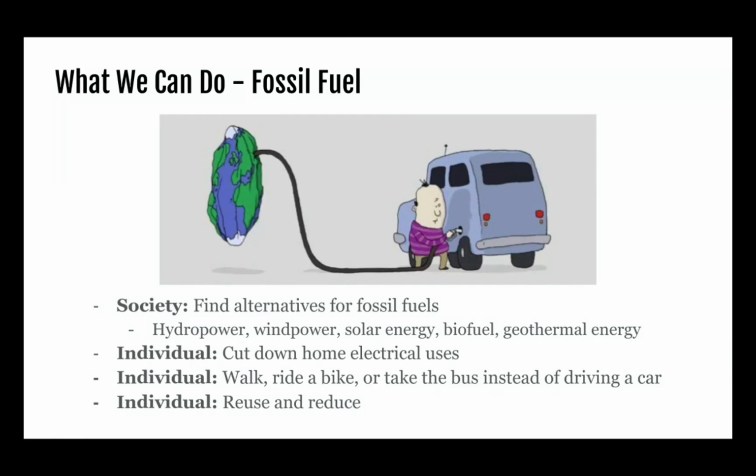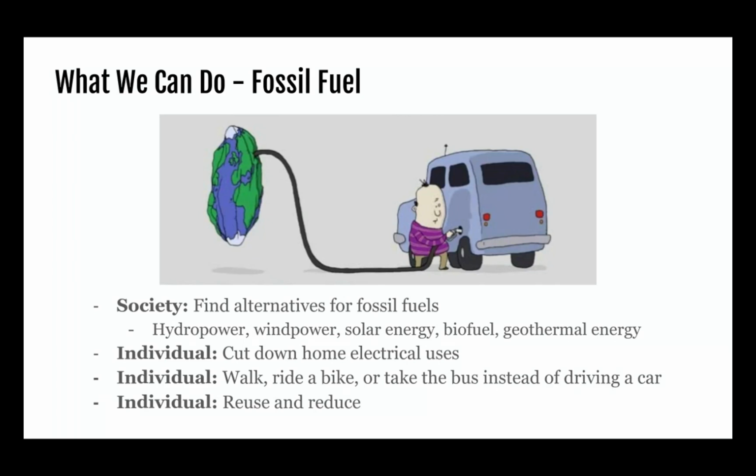In this section, I'm going to talk a little about what we, as individuals and as a society, can do to reduce pollution. One of the major pollutants are fossil fuels, and in order to protect ourselves and the environment, reducing the use of fossil fuels is extremely important. Firstly, as a society and as a whole, we can find alternatives using hydropower, wind power, solar energy, biofuel, or geothermal energy instead.